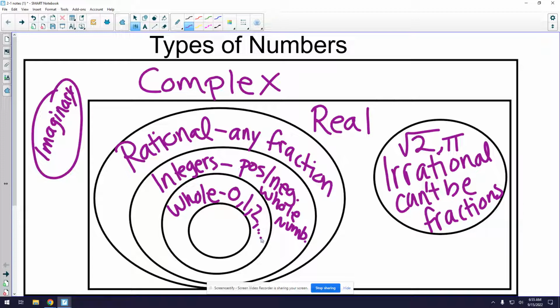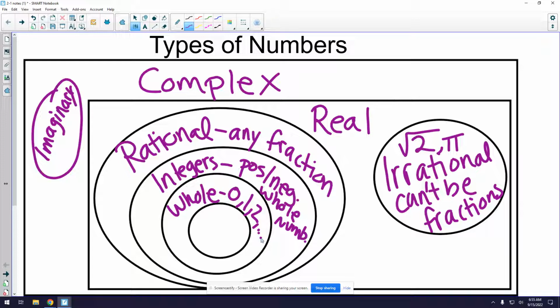Those are your 0, 1, 2, 3, so on and so forth, just the positive numbers that do not have decimals. Whole numbers are within the integers, within the rationals, within the reals, within the complex. So all whole numbers are whole, integer, rational, real, and complex. They are not irrational because you can't be both rational and irrational. And they're not imaginary because you can't be both real and imaginary.